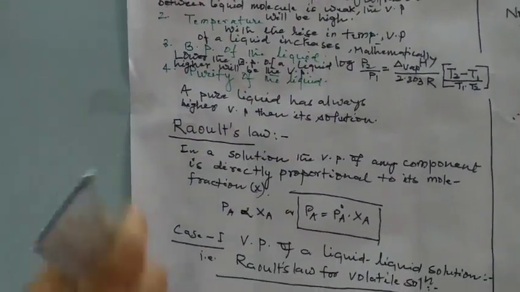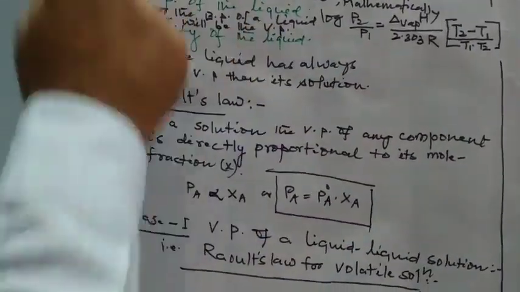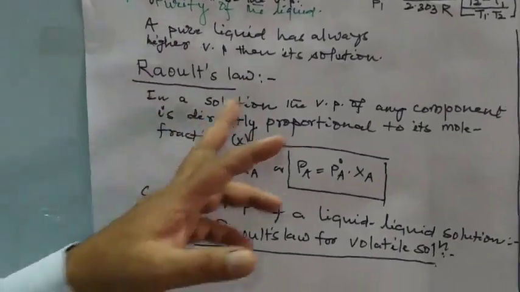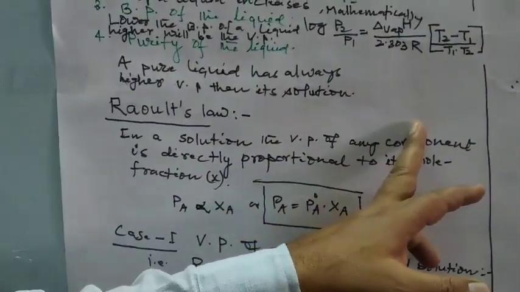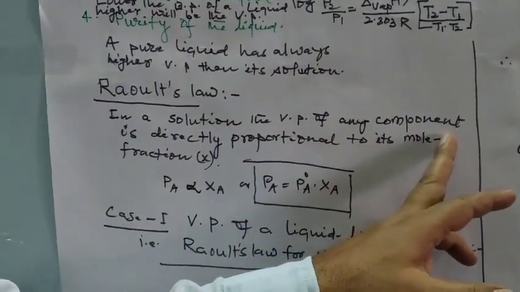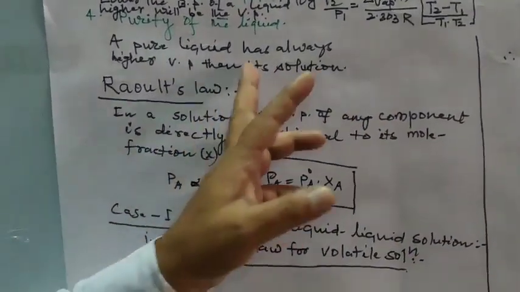Now, we will discuss Raoult's law. What does Raoult's law express? Raoult's law says that in a solution, the vapor pressure of any component is directly proportional to its mole fraction. The more the mole fraction of the component, the more its vapor pressure.